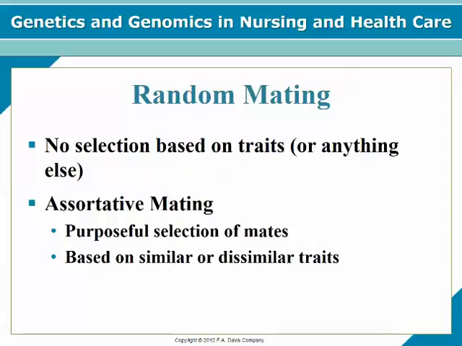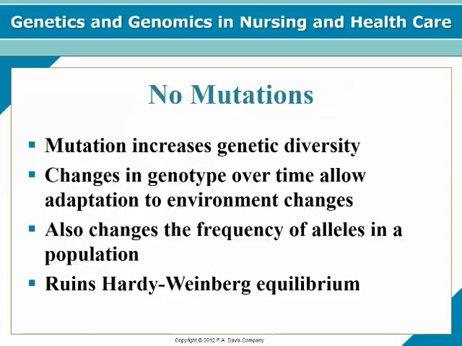No mutation would be the final condition. Mutation increases genetic diversity, so if you don't have any mutations, your genetic makeup stays the same. Changes in the genotype over time allow for adaptation to environmental changes. It also changes the frequency of alleles in a population, and it ruins your Hardy-Weinberg equilibrium theory.